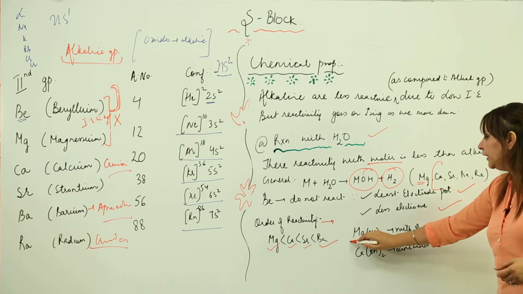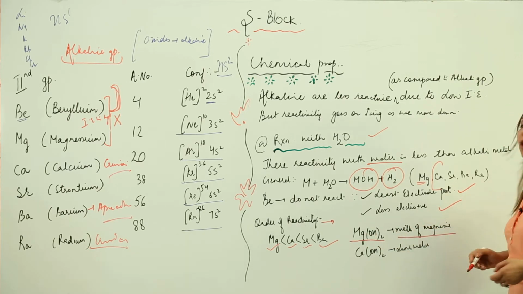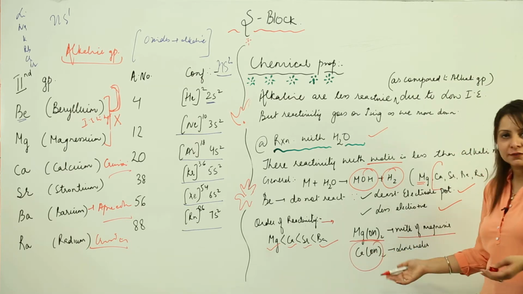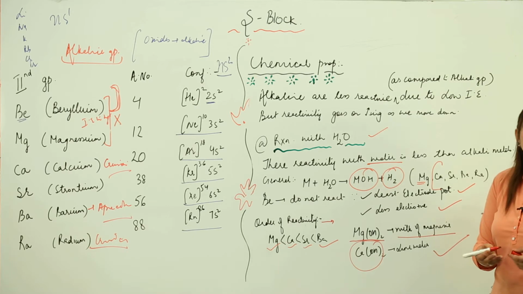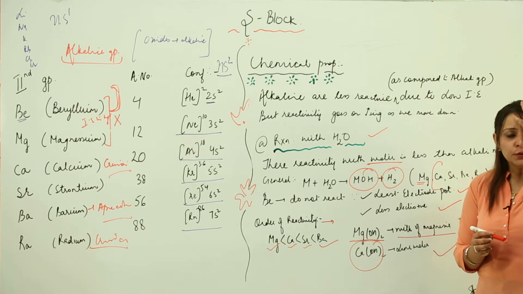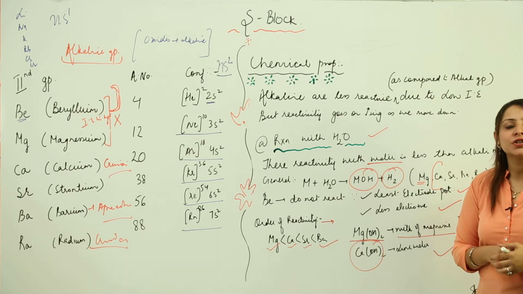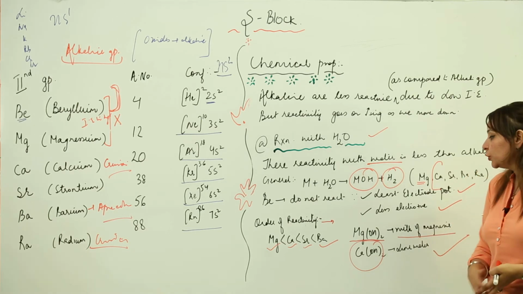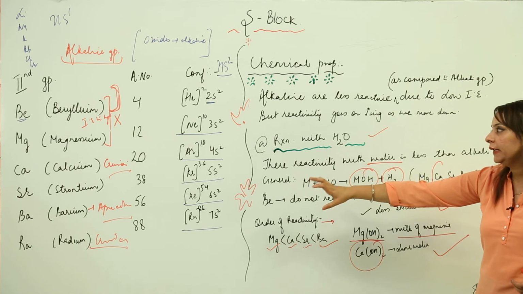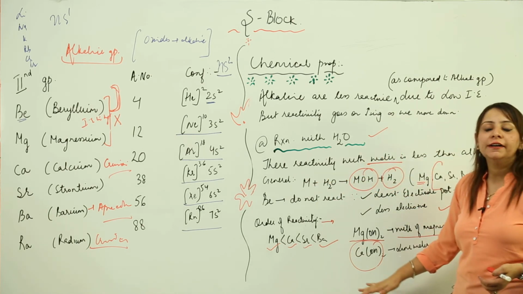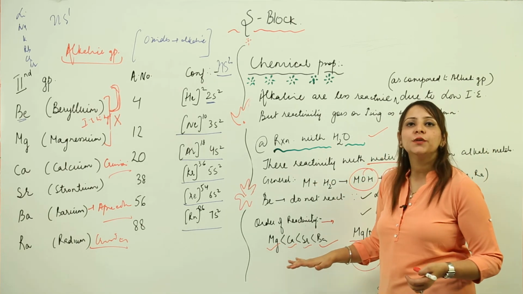hydroxides, like magnesium hydroxide in water, is called milk of magnesia. And calcium hydroxide, you are familiar with this, is the lime water, as it is an appropriate test for CO2. When CO2 is passed through lime water, it turns the lime water milky. So this is calcium hydroxide, and we know that calcium is a member of the alkaline earth group. So this is about the reaction of alkaline earth metals with water.